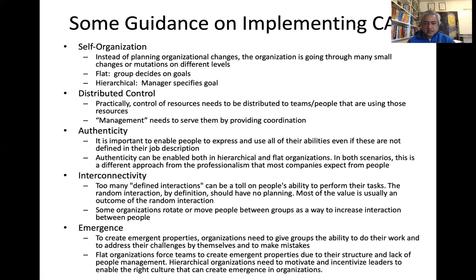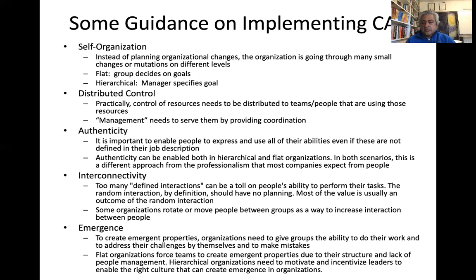One way to increase randomness, for instance, is to organize rotation or move people between groups. And this will increase interaction, and this will allow different kinds of, quote unquote, random thinking to occur.